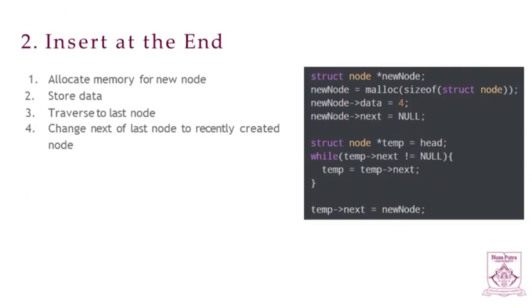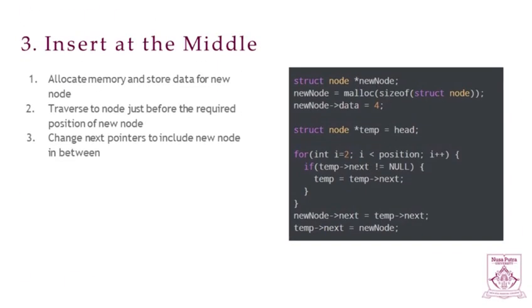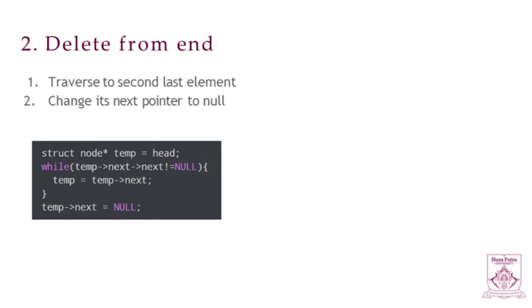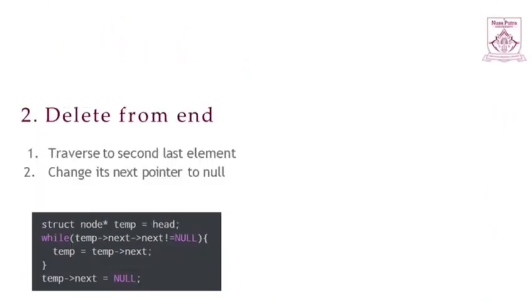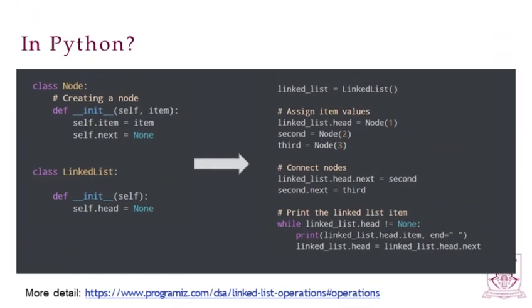Like I said, you can insert at the end, you can insert from the beginning, and you can even insert in the middle. Same for deleting: you can delete from the beginning, delete from the end, and also delete from the middle. You can do as much as you want. Linked lists are quite flexible, and you can search for elements as well as sort elements. And here is an example of a linked list in Python.